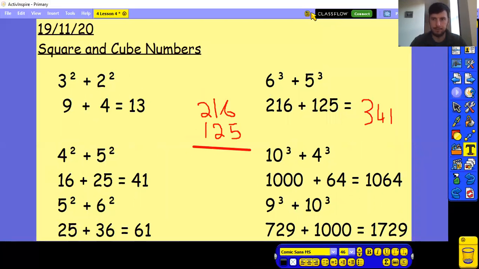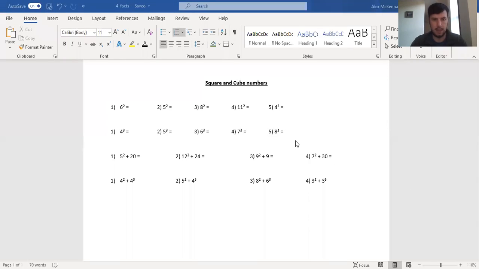Right, so if I show you the worksheet very quickly, so this is it. It's very simple. What to do is find out some cube numbers, find out some squared numbers, and then see if you can do some addition using squared and cube numbers.